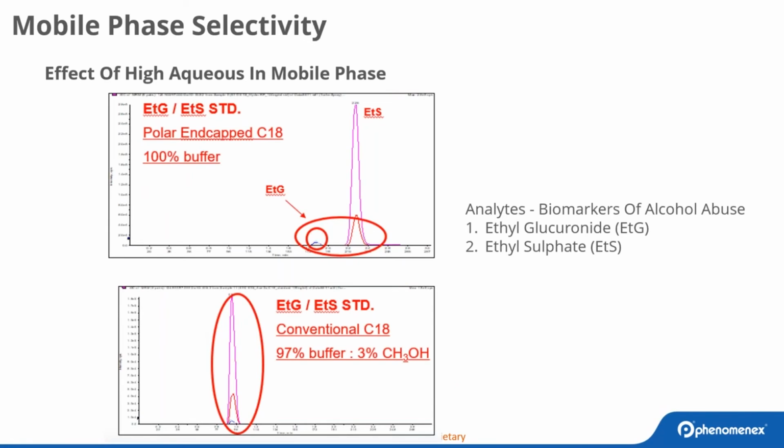Looking again at the effect of high aqueous in mobile phase. I had mentioned that there are columns that can withstand 100% water or 100% buffer without having phase collapse, and there are those columns that cannot. And the ones that tend to have this resistance to de-wetting or phase collapse are the ones that have polar end caps or have polar embedded groups. So here we're able to run at 100% aqueous conditions, and we get additional retention of ETG and ETS, whereas with a normal C18 that doesn't have any polar groups, we're only able to run at the highest 97% buffer, with 3% methanol here. It's maybe not the best reproducible method, but it is an option, and you don't really get as good retention, and you don't get the separation that you need.